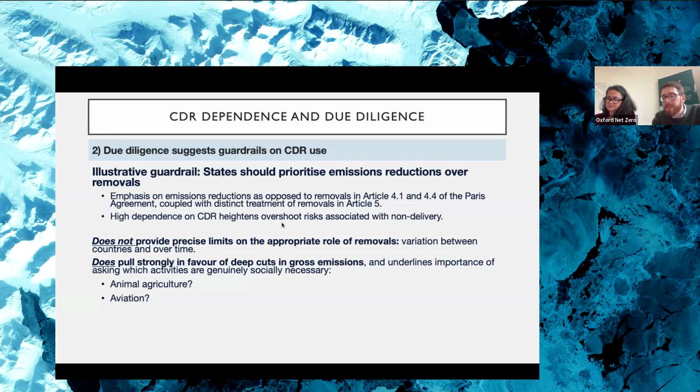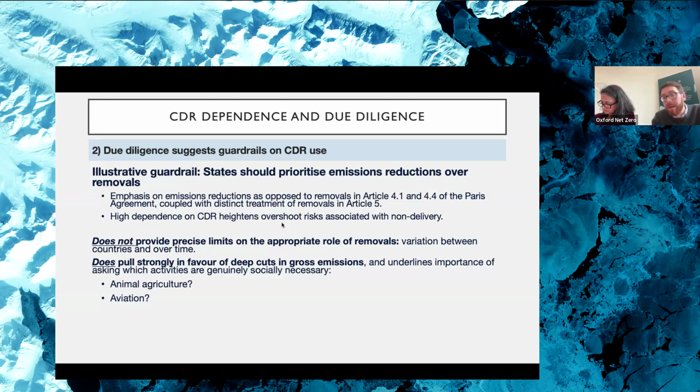But also in the discussion that we've just had, our dependence on CDR being high heightens overshoot risks that are associated with non-delivery. So if we plan to do lots of CDR and later fail to do that, we end up back in the territory of all of these problems we've been discussing. What this doesn't provide as a guardrail is precise limits on the appropriate role of removals. It's not going to tell us exactly how much residual emissions states should have at the point of net zero or in the lead up to it.